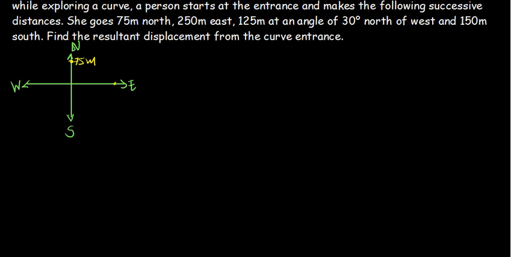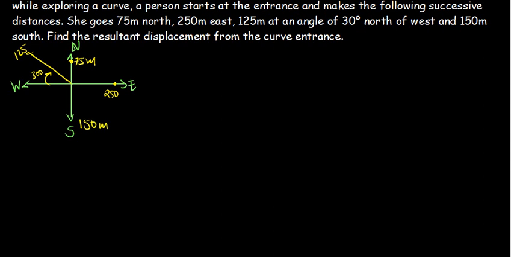250 meters east. Okay, there. 125 meters at an angle of 30 degrees north of west. So it should be in the second quadrant. Now, north of west, look at the second thing mentioned, west, meaning that the angle is coming from the west towards the north, and that is 30 degrees. The magnitude is 125. And then 150 meters south. Okay, so we've put them.